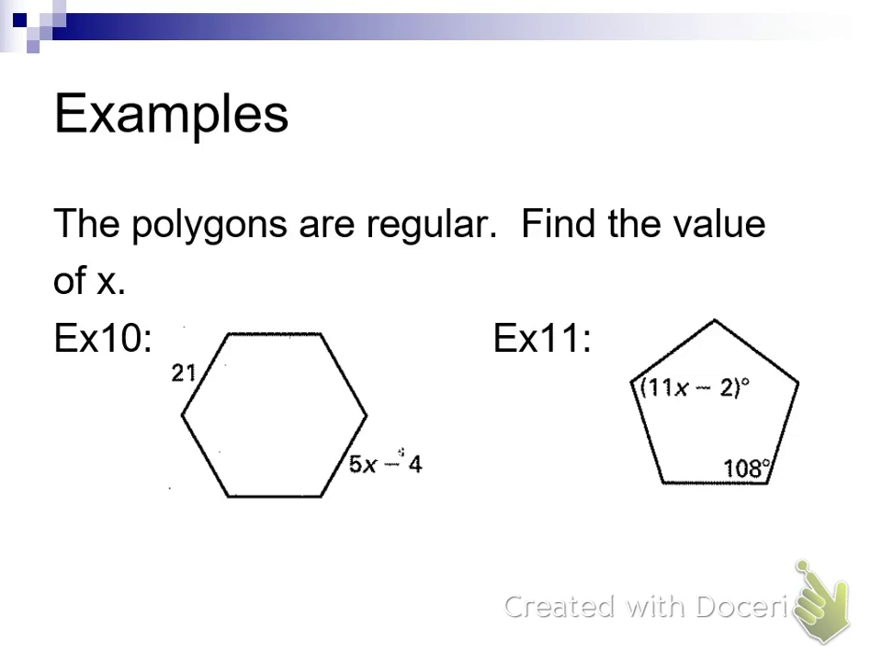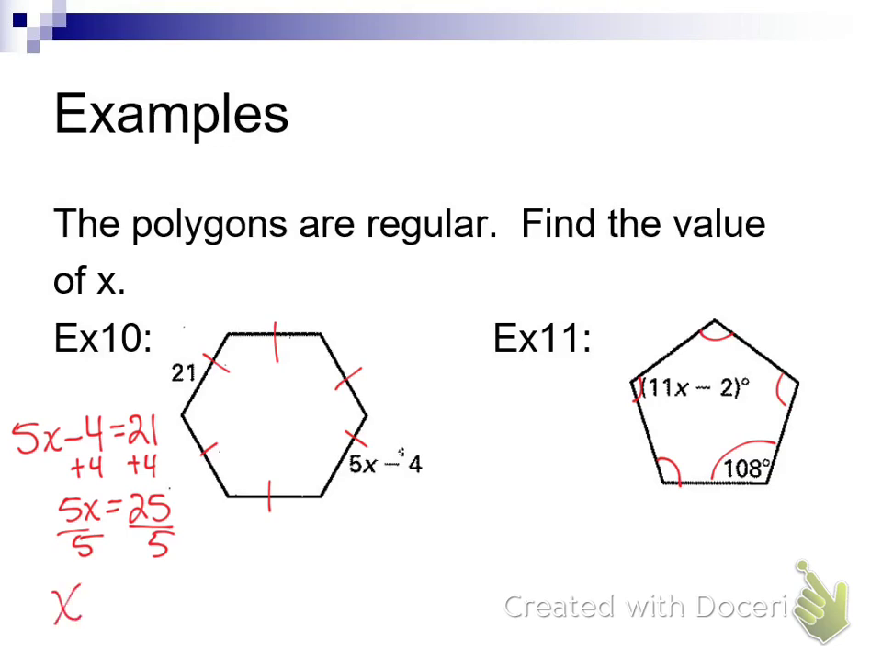Again, these are regular. Same kind of problem as before. All the sides are the same. All the angles are the same. So what would my equation be for example 10? Good. To solve it, add 4 and then divide. x equals 5.